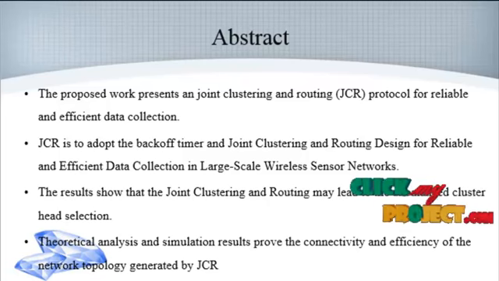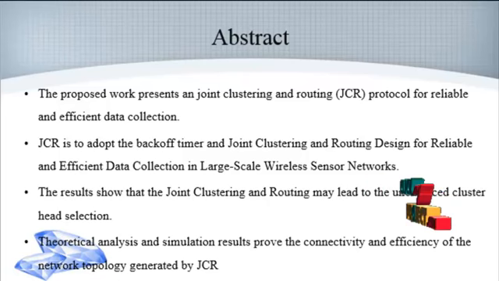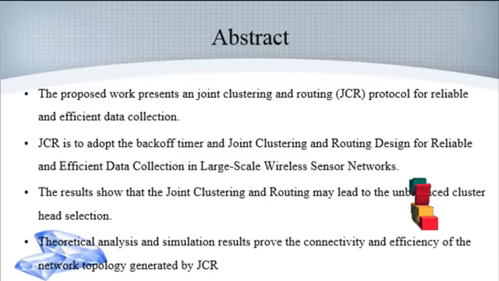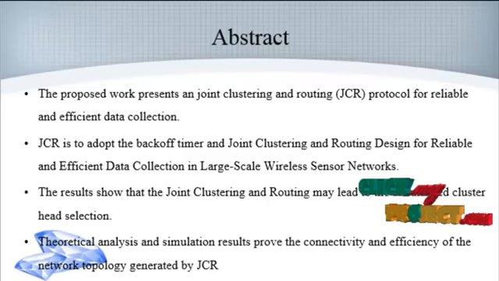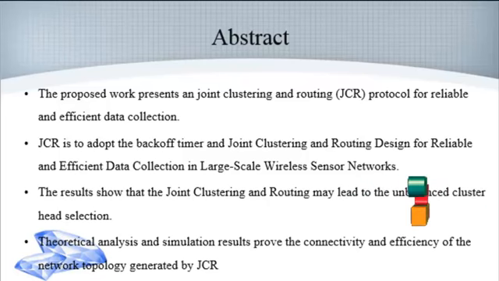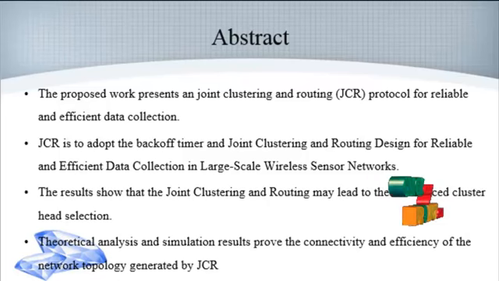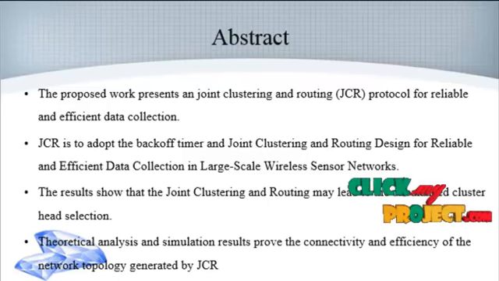Here the proposed work presents a joint clustering and routing protocol for reliable and efficient data collection. The JCR adapts the back-off timer in the joint clustering and routing design for reliable and efficient data collection in large-scale wireless sensor networks. The result shows that joint clustering and routing may lead to unbalanced cluster head selection. The theoretical and simulation results prove the connectivity and efficiency of the network topology generated by the JCR.